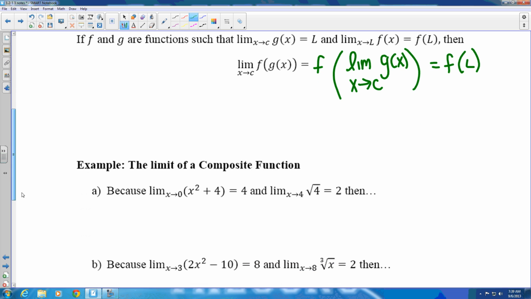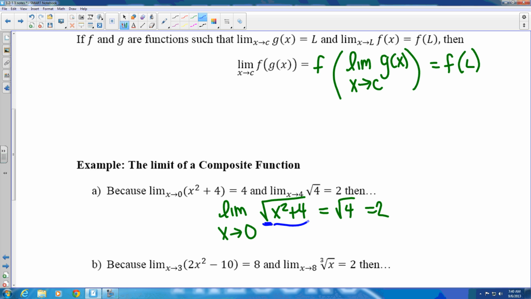An example of this: because the limit as x approaches 0 of x squared plus 4 is 4, and the limit as x approaches 4 of the square root of x is 2, then the limit as x approaches 0 of the square root of x squared plus 4 is the square root of 4, which equals 2. Now notice that we have combined both functions, because we have the square root over our x squared plus 4 function. And we know that the limit of the inside is 4, that's how we got the square root of 4 here, and the square root of 4 is of course 2.